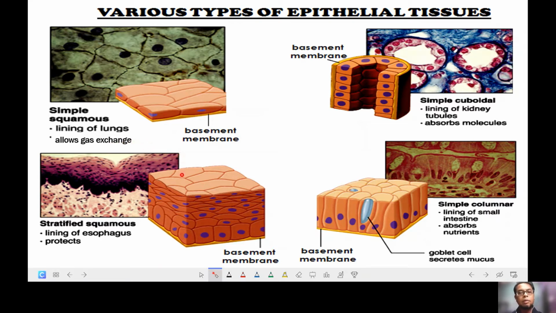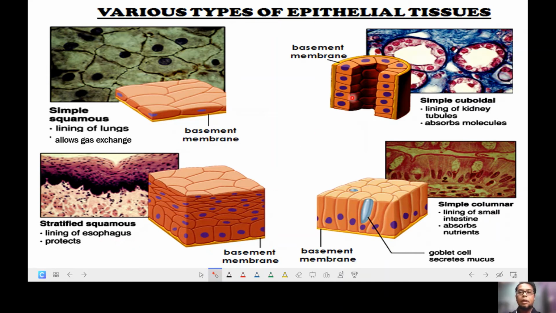However, if there are several layers of squamous epithelial cells, then we call this type of tissue the stratified squamous epithelial tissue. And this stratified squamous epithelial tissue can be found lining the walls of the esophagus. Since there are many layers of cells, this is very suitable to protect this part of the body.